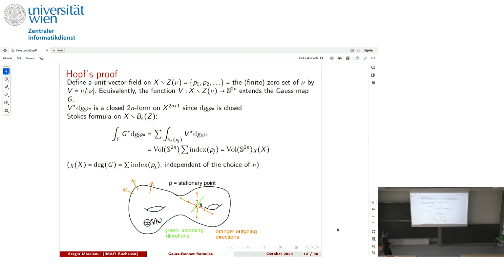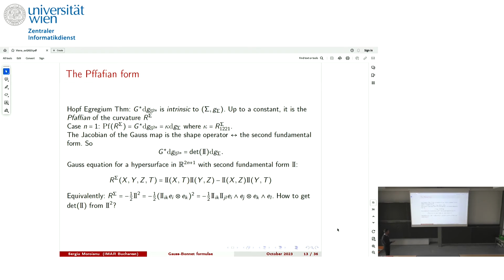by Hopf. And in fact, he obtains the degree of the Gauss map is just the volume of the sphere times the Euler characteristic of X. And as we said, X and sigma are related in Euler characteristic terms, but this is just half of the Euler characteristic of sigma. So what is the link? How can you express this in intrinsic terms first, and how to do it not just for hypersurfaces?